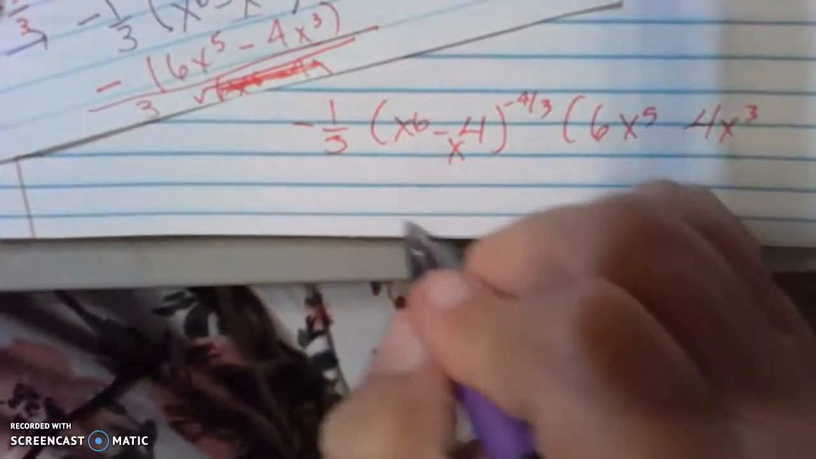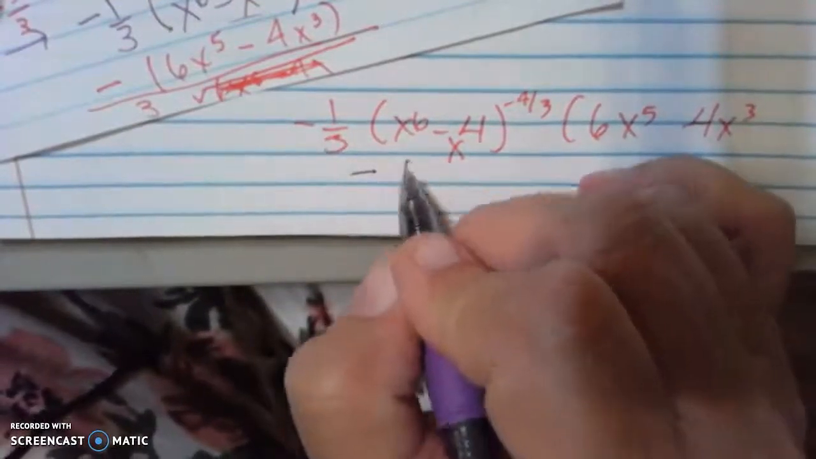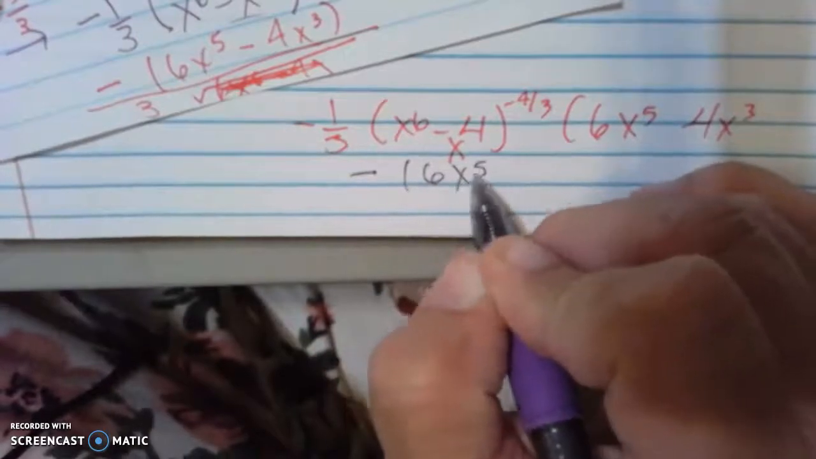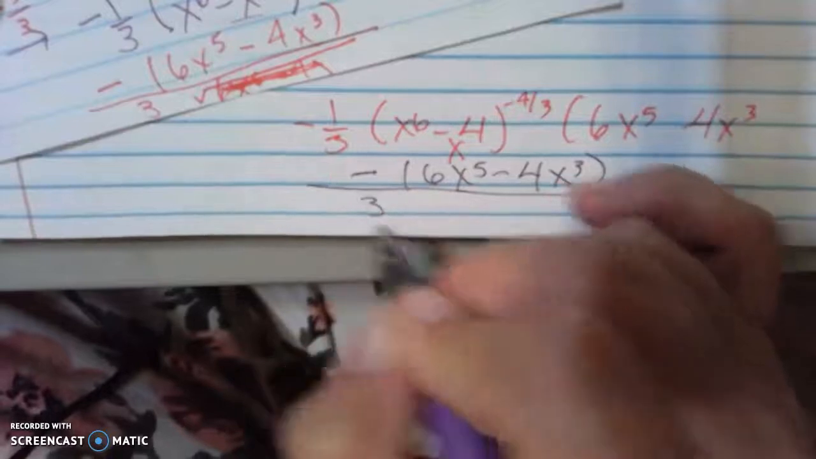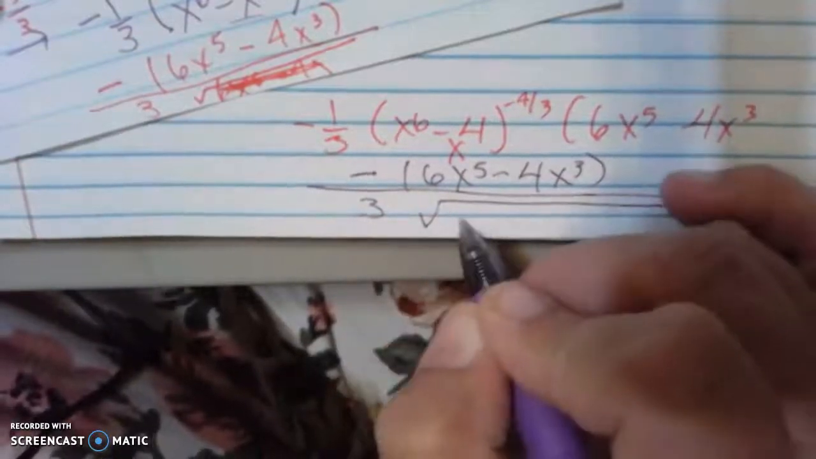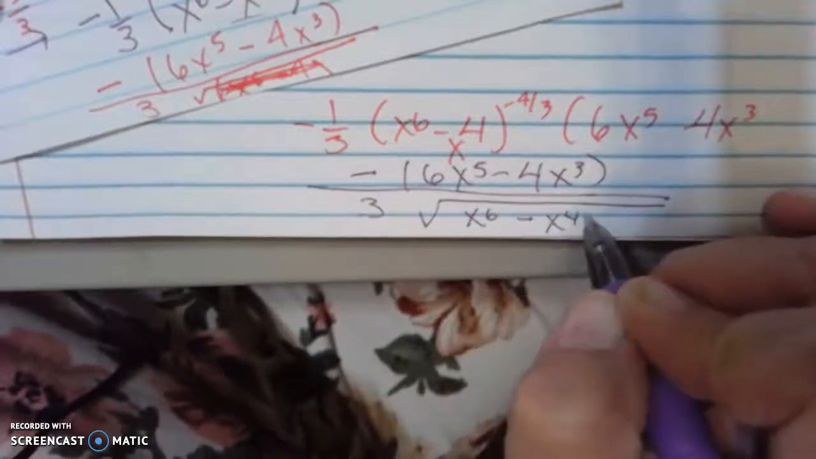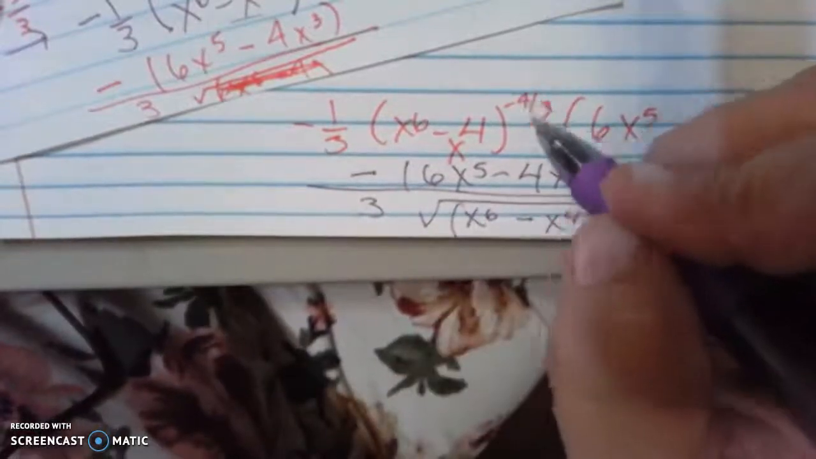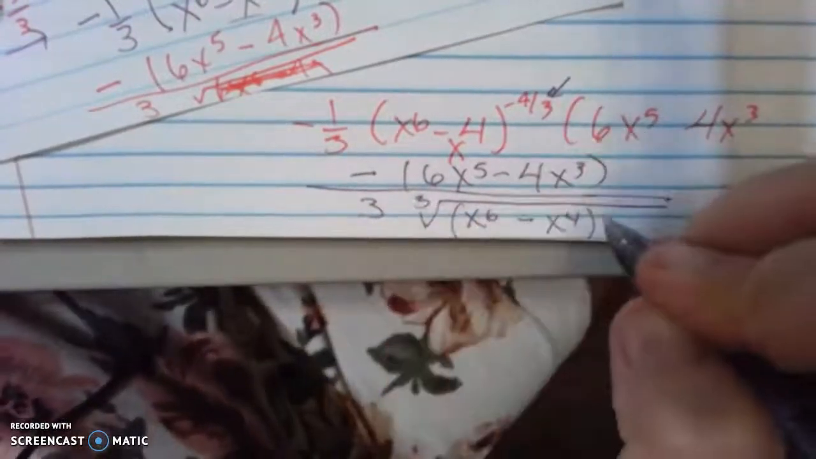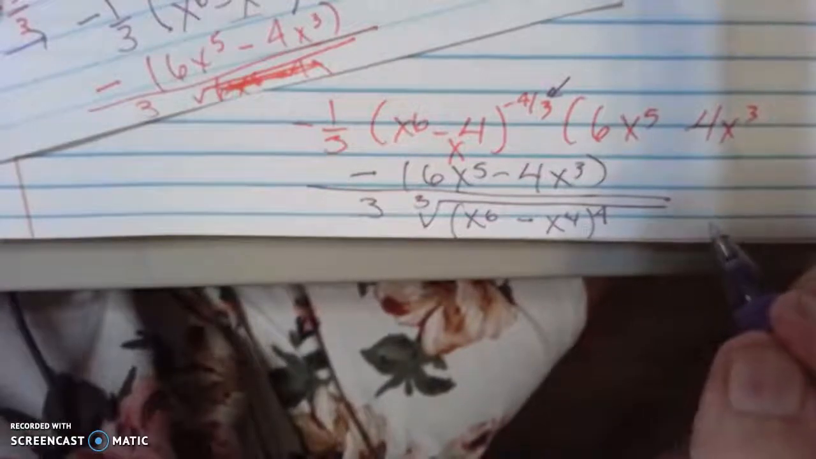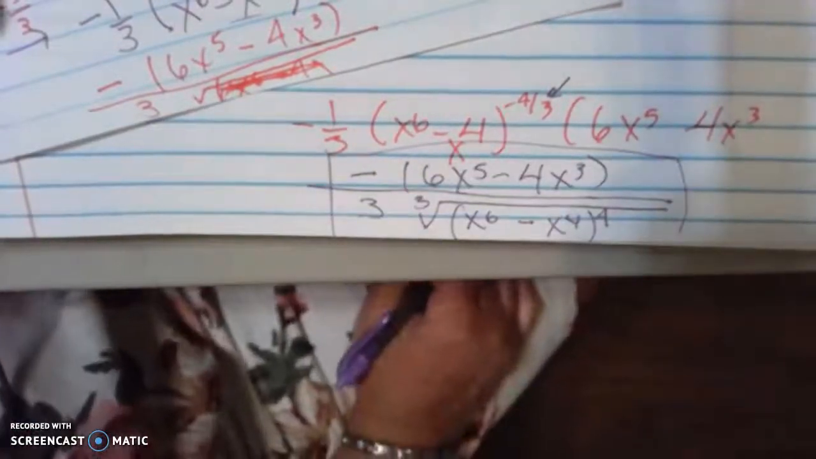I'm going to rewrite that. Negative, this stays on top, 6x to the 5th minus 4x to the 3rd, all over, now 3's on the bottom, and then my x to the 6th minus x to the 4th, still quantity, now to the 4/3. Remember, this is my root. The root is on the bottom, so the 3rd root, and then it's a 4 on the outside. All right, that's my answer, and I'm sticking to it.